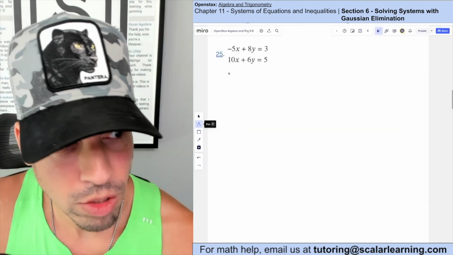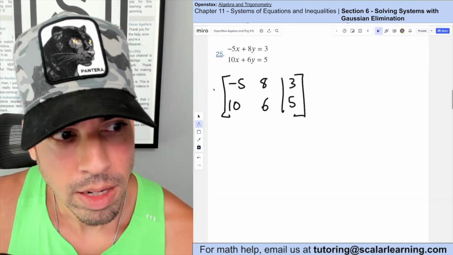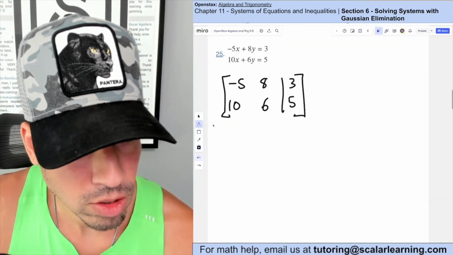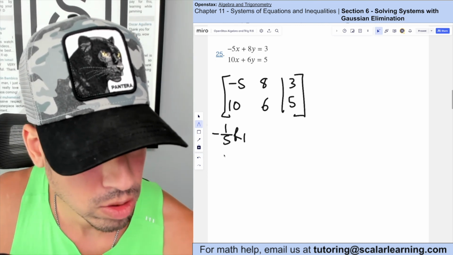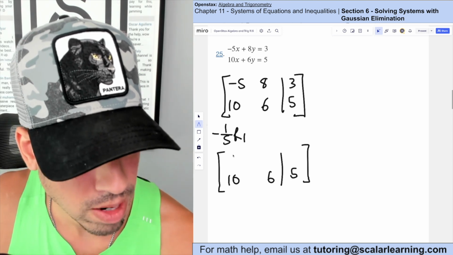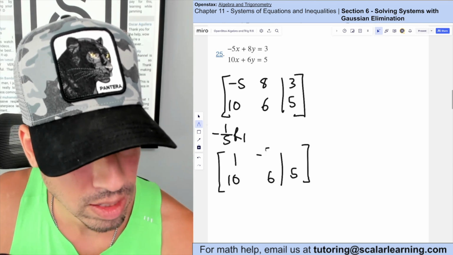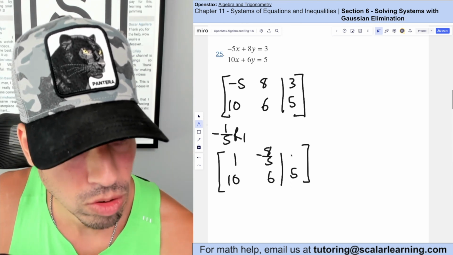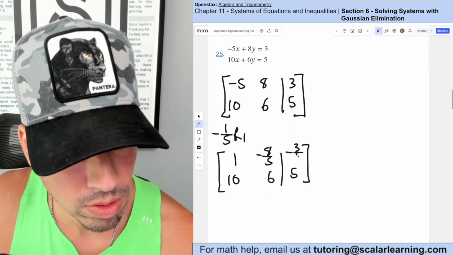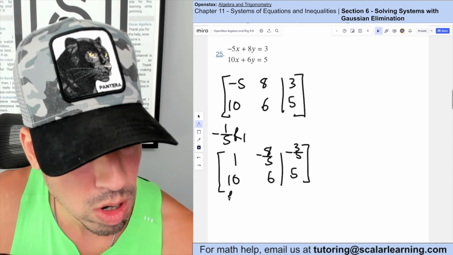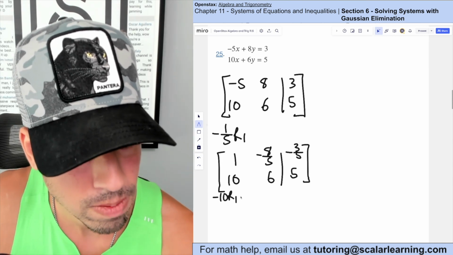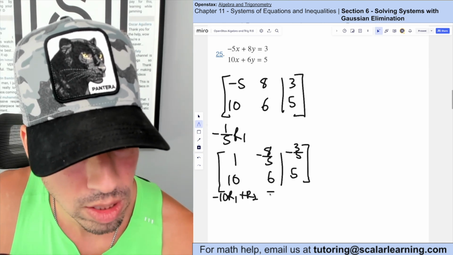Done. For this one, let's first put it into matrix format. And now let's start by flipping that to a positive 1. So I'm going to multiply the top row by negative 1/5. Let's write that out. Negative 1/5 times negative 5 is 1, times 8 is negative 8/5, and times 3 is negative 3/5. Great. Now I'd love to zero this out. So I'm going to multiply row 1 by negative 10. I'm going to add it to row 2 to get a new row 2.